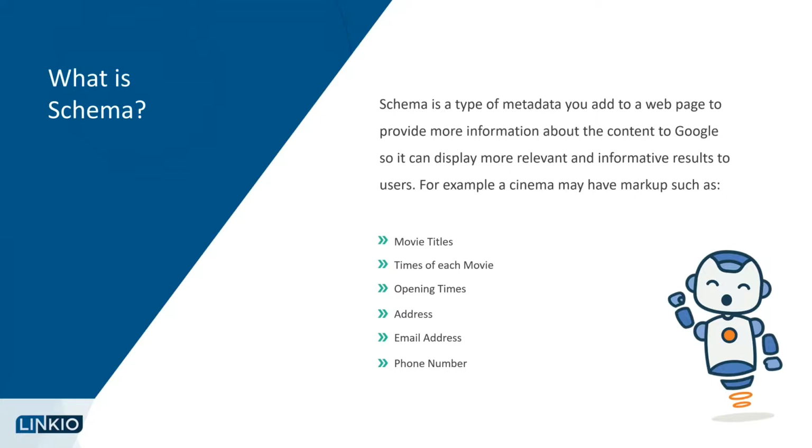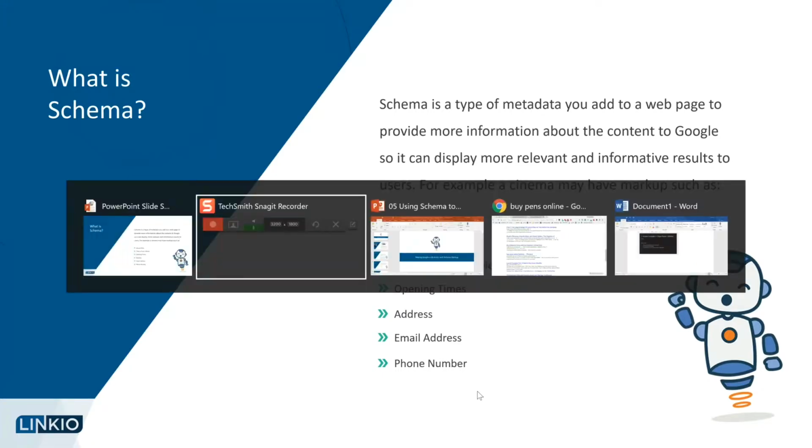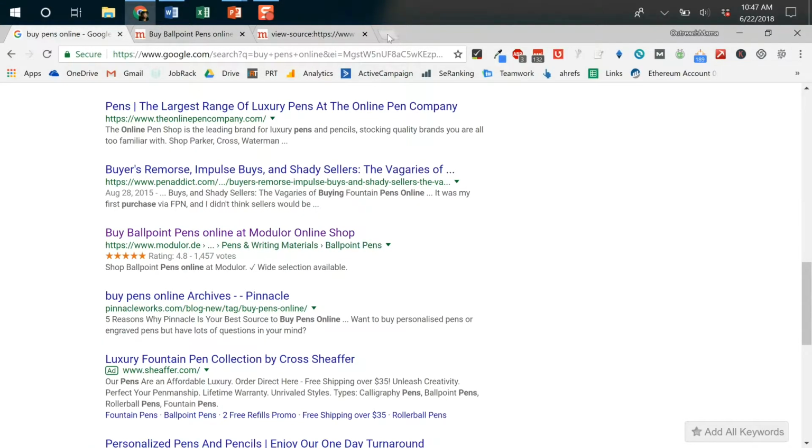And I'll give you an example of that in a second, but here's some examples of where schema can be used. Let's say we're talking about a movie. Well, then in the movie, you can create a code that says what the movie title is, what the time of each movie is playing, the opening times, the address, the email, phone number. So whenever you search for movie times, you see that Google pulls up these listings of available shows that day, and you ask yourself, how are they doing that? That's actually a highly advanced use of schema.